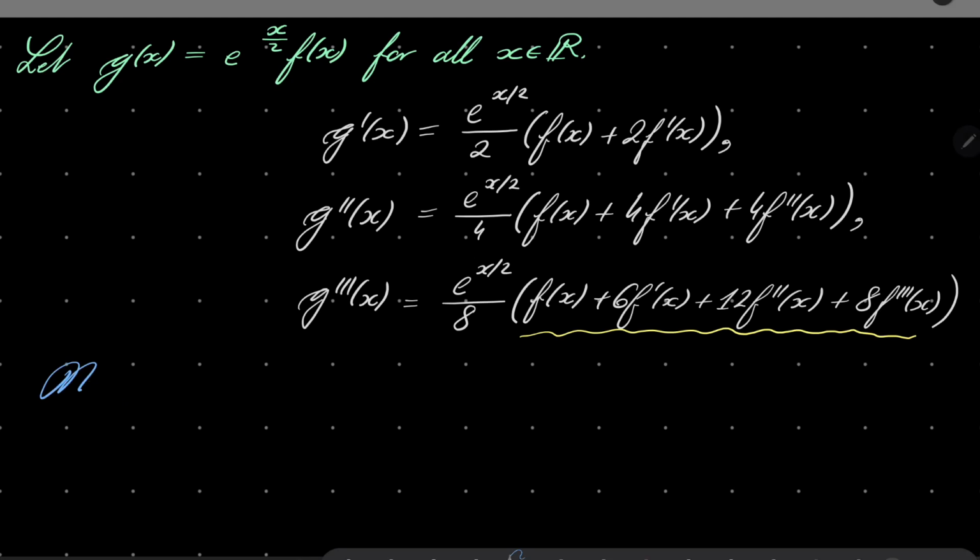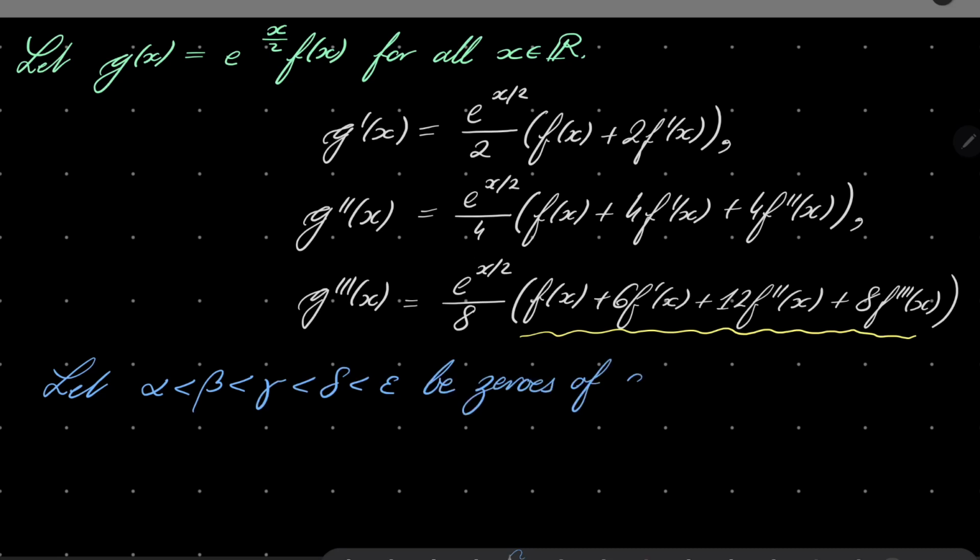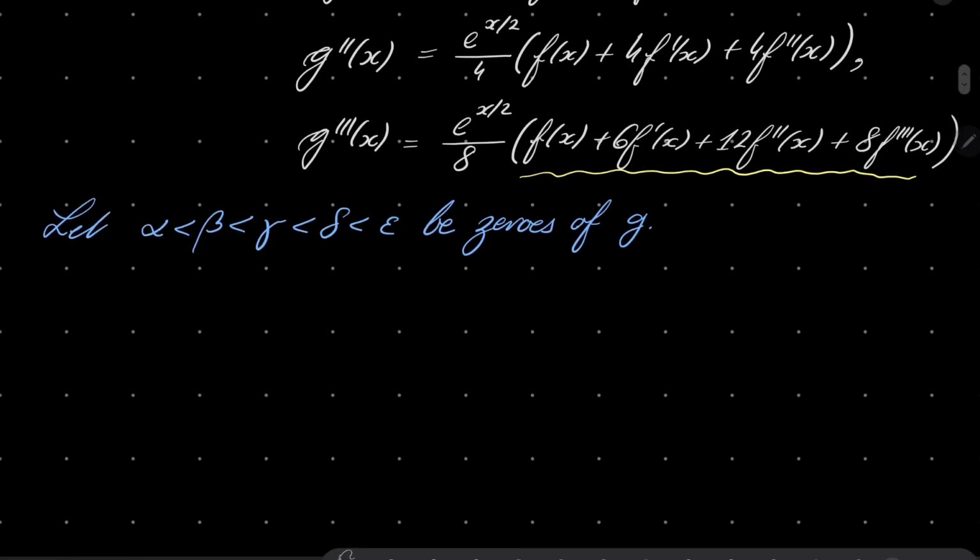Right, so now what I will do is use Rolle's theorem. Let me enumerate at least 5 zeros of g. So for example, let alpha, beta, gamma, delta, epsilon be zeros of g. All right, and now let's put them on the number line: alpha, beta, gamma, delta, epsilon.